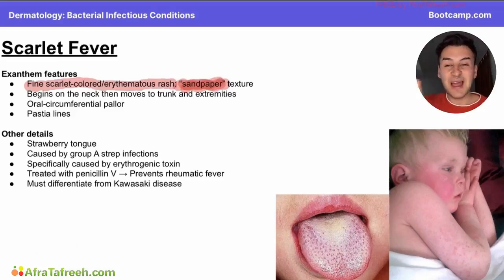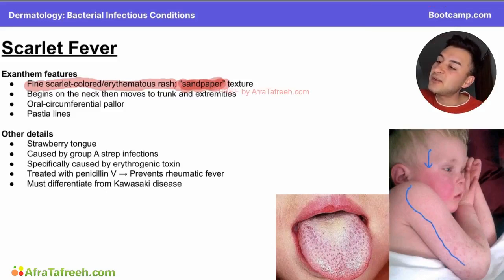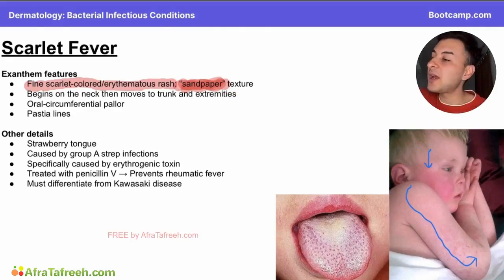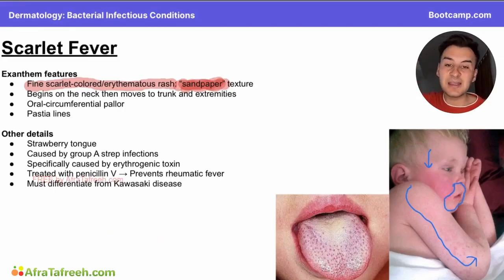And this rash will start along the face. So you'll notice here in this child, we have a facial rash. The rash starts here on the face and then it will spread down to the trunk and then the arms and the other extremities. But it's always going to be more significant on the face. You'll also notice that around the face, we have something called oral circumferential pallor. Right around this baby's face, you can see that there is some pallor here because the rash avoids the area around the mouth. That's a pretty high yield physical exam finding for this rash.